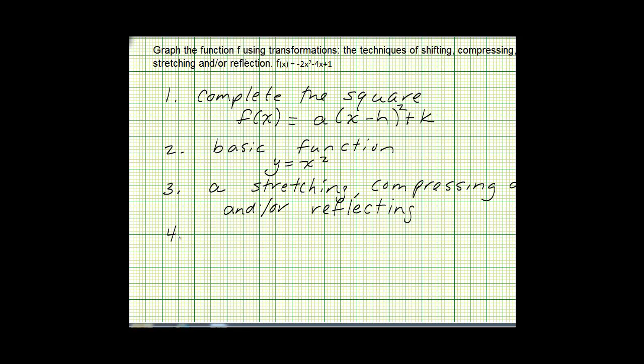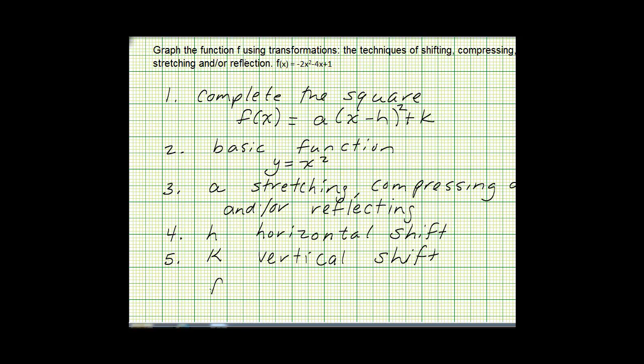So then the fourth thing we're going to find is h, which is going to give us our horizontal shift. And then k, which is going to give us finally our vertical shift. And we always try to spell correctly. Okay, so those are the steps we're going to follow once we get our function into the correct form.